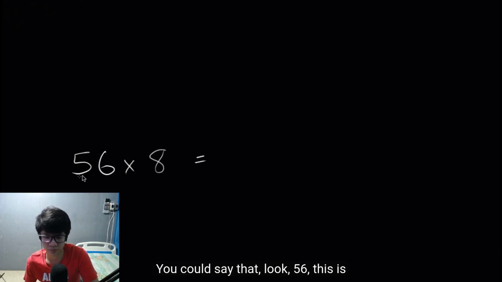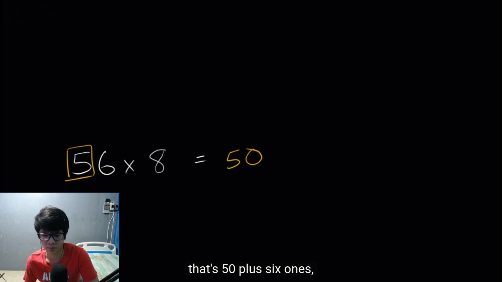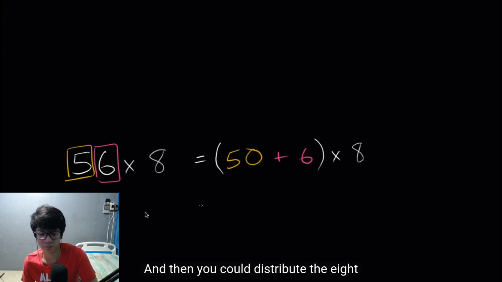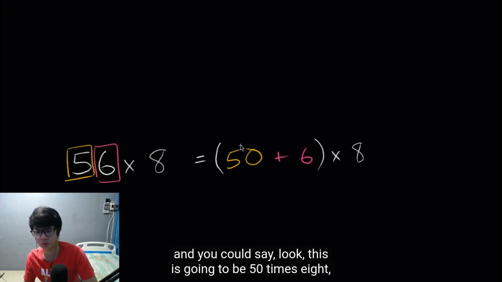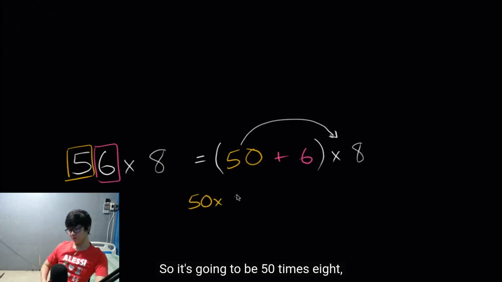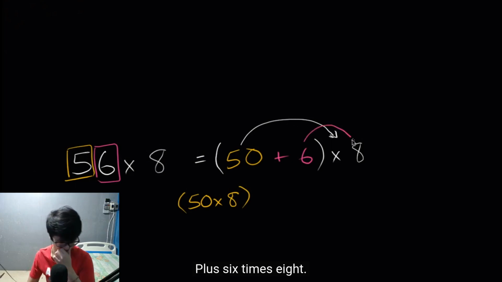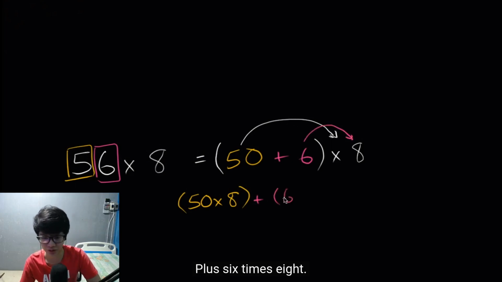There's a bunch of different ways that you could do it. You could say that 56 is the same thing as 5 tens, that's 50, plus 6 ones. So 50 plus 6, and all of that times 8. Then you can distribute the 8, and you can say this is going to be 50 times 8, plus 6 times 8.